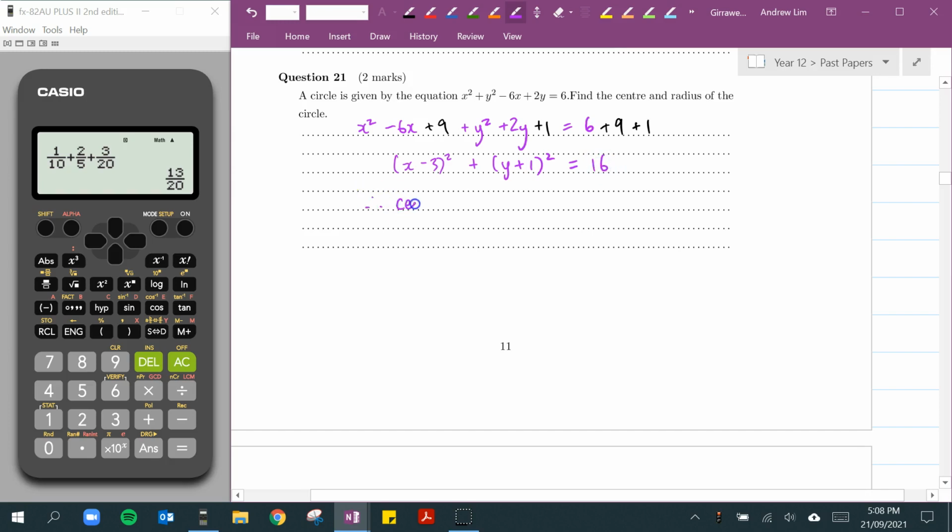So therefore the center of the circle is positive 3, negative 1. Positive 3, negative 1. And the radius is the square root of 16, which is 4.